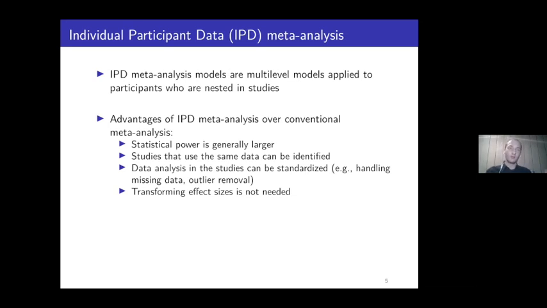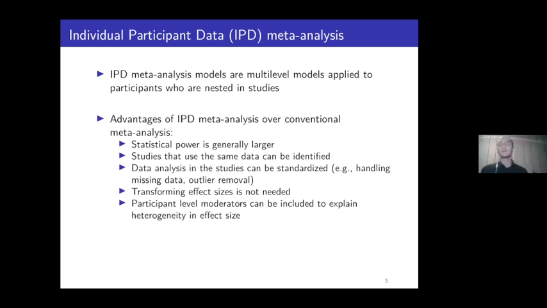What you often see in a meta-analysis is that you have different effect sizes from each study, and you need to make sure that these are all on the same effect size measure. But if you have the individual participant data, this is not needed because you can simply compute the effect sizes yourself. And finally, and I think this is the most important advantage of IPD meta-analysis over conventional meta-analysis, you can also use participant-level moderators to explain the heterogeneity.